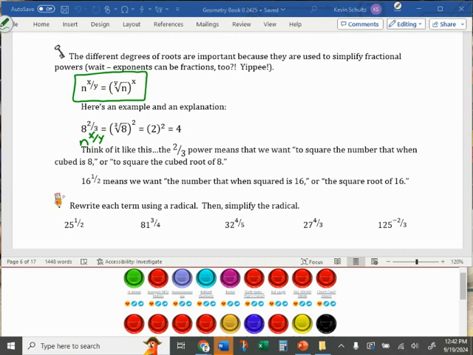Now, where I got this 2 from is the cube root of 8. What does that equal? 2, right? I just simplified what was in the parentheses. The cube root of 8 equals 2. Okay. And then that becomes 2 squared, which is 4. Okay? So the first one is 4.